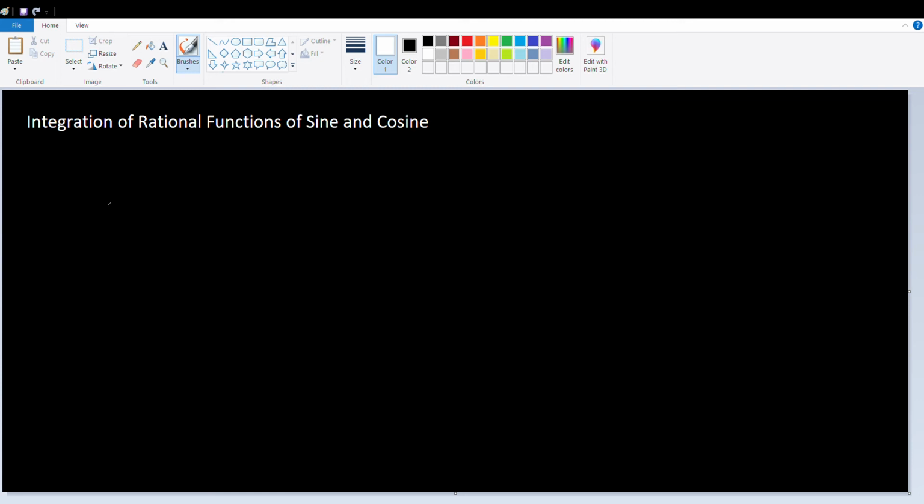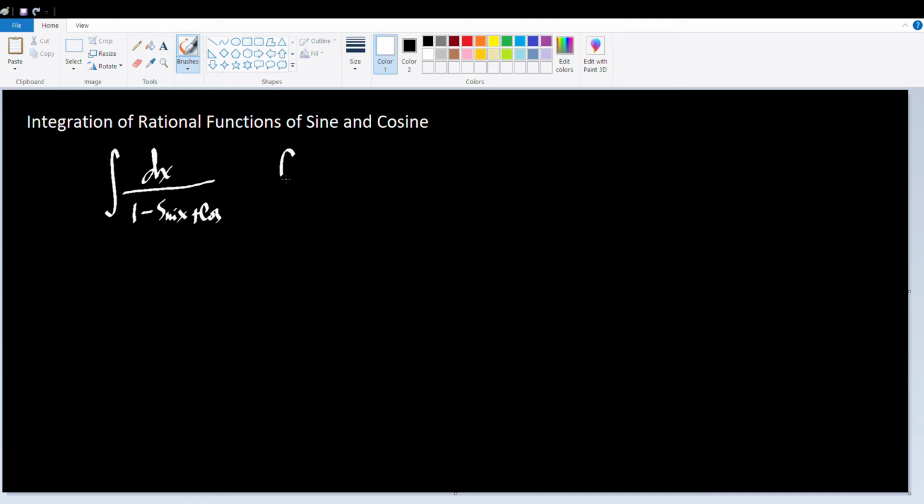Let us discuss a process of evaluating the integral of rational functions of sine and cosine. Examples of these integrals are the integral of dx all over 1 minus sine x plus cosine x. This kind of integral cannot be evaluated by any of the fundamental formulas that we have already discussed.